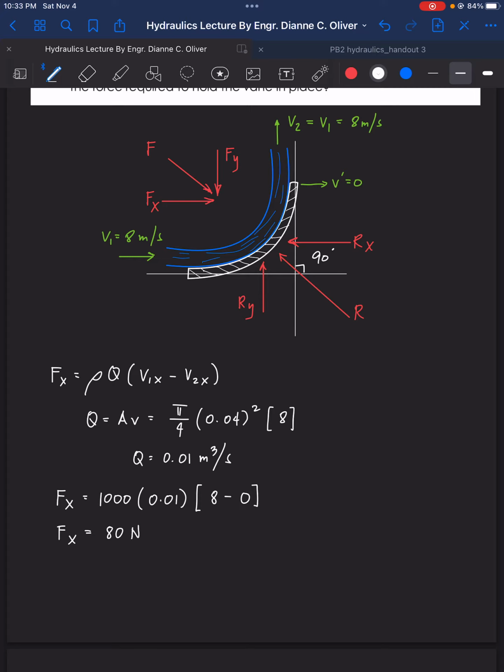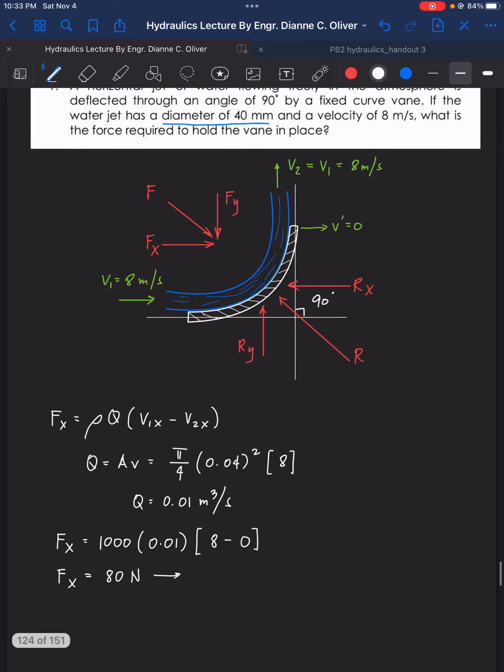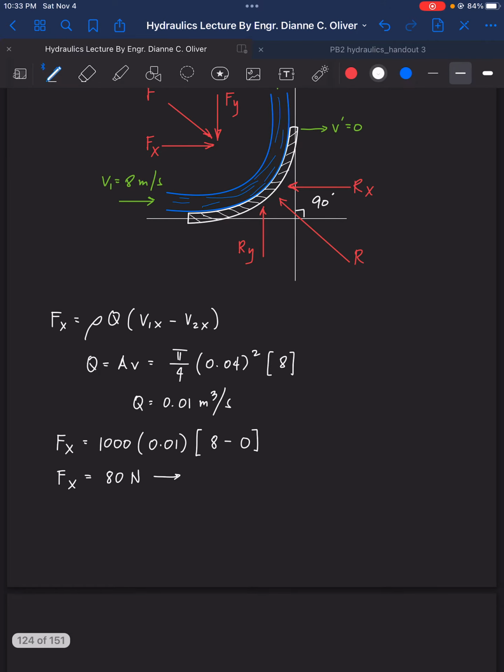So since it is positive, therefore the assumption that Fx is to the left or to the right is correct. Now what we're looking for here is the force required to hold the vane in place. Therefore, what we're actually looking for here is the resisting force, that is the Rx. Same magnitude but different in direction. So this is the Rx.